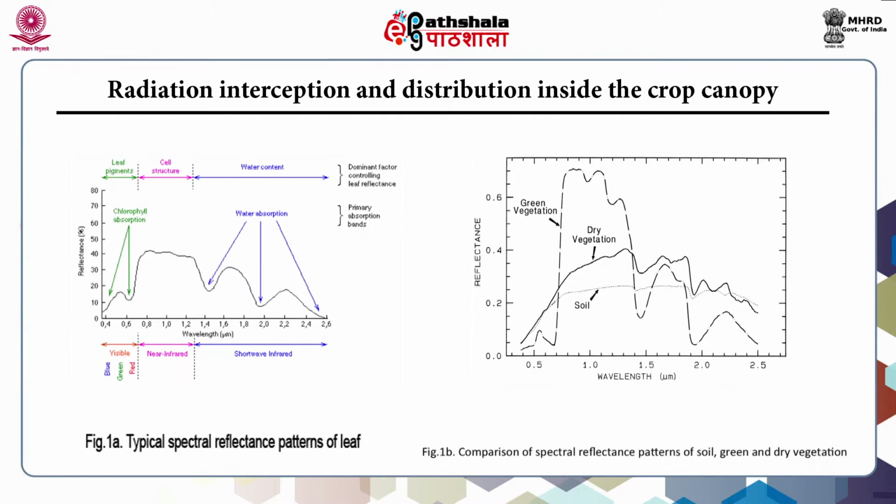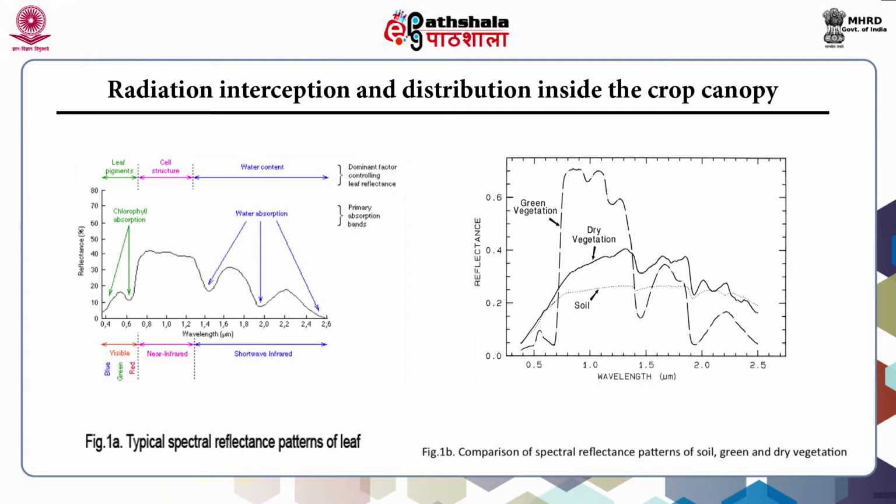You can see in this figure, the top figure, a typical spectral reflectance pattern of the leaf. You can see the leaf pigments, cell structure and water content. With respect to that, the absorption at various wavelengths occurs. And you can see the chlorophyll absorption at blue, green, red wavelengths, while water absorption is in the infrared region.